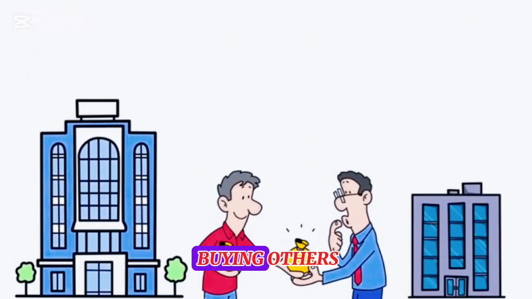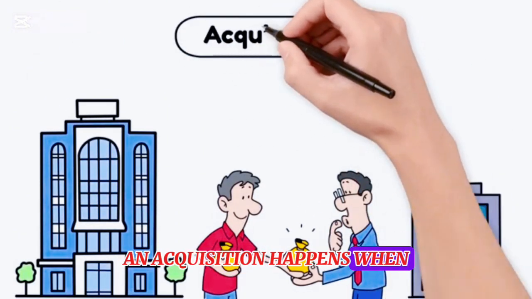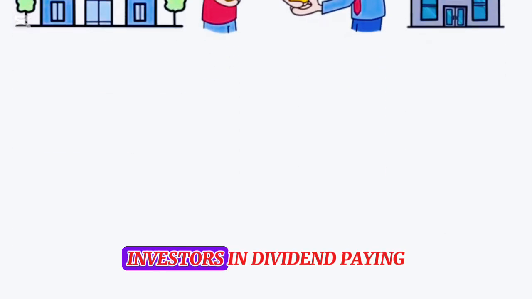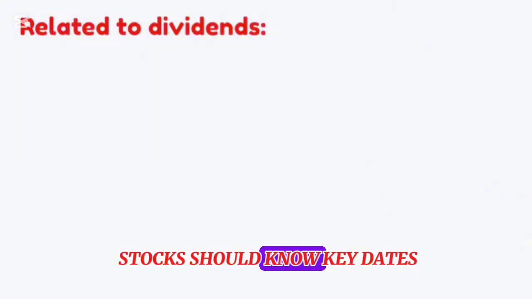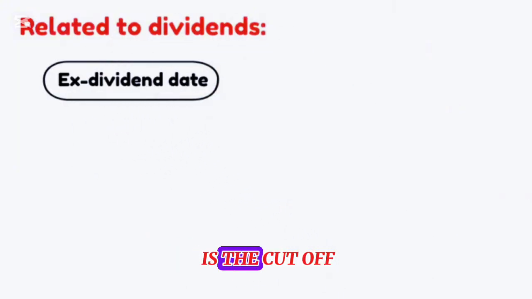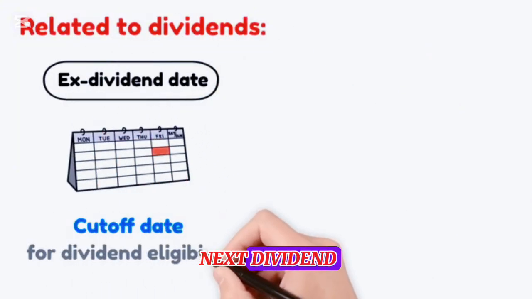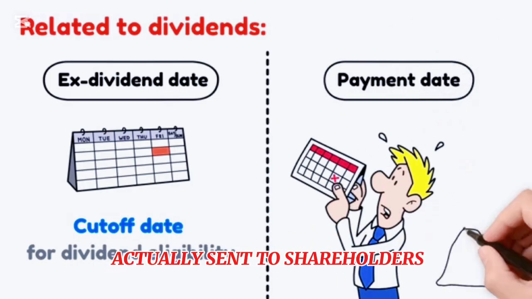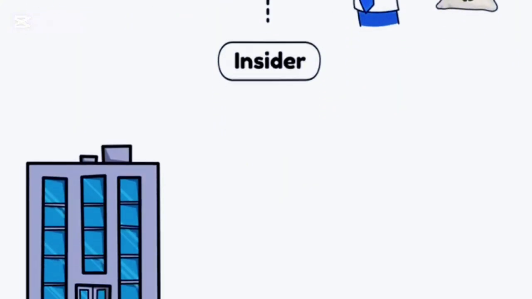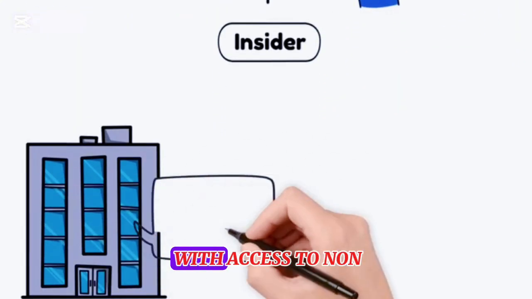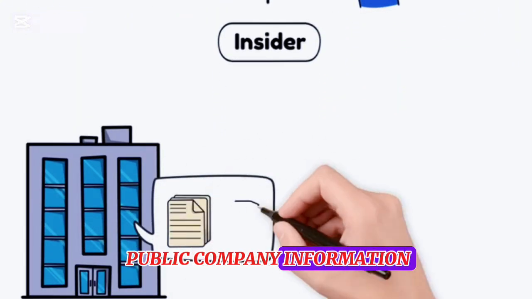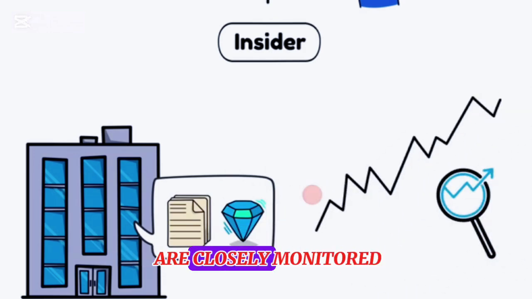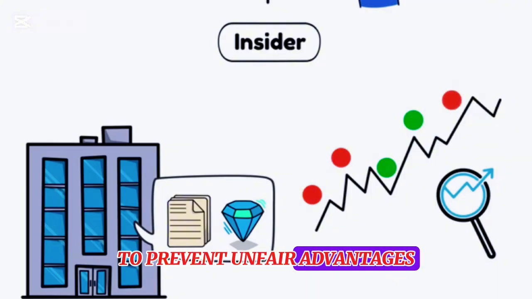Companies also grow by buying others. An acquisition happens when one company purchases another, which can affect stock prices for both. Investors in dividend-paying stocks should know key dates. The ex-dividend date is the cutoff to qualify for the next dividend. The payment date is when the dividend is actually sent to shareholders. Finally, an insider is someone with access to non-public company information, like executives or board members. Insider actions and trades are closely monitored to prevent unfair advantages.